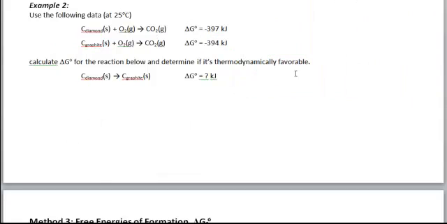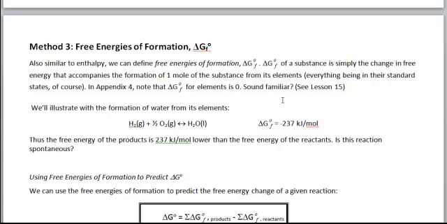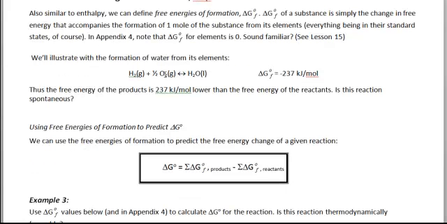All right, let's go ahead and look at the third method to calculate free energy, which should also look familiar, and that's free energies of formation, represented by the delta G F naught. Just like the enthalpies of formation, these represent the free energy changes if you were to synthesize a substance from its elements at standard conditions. So for example, if you were to synthesize liquid water from its elements of hydrogen and oxygen, you would release 237 kilojoules worth of free energy for every mole that you formed.